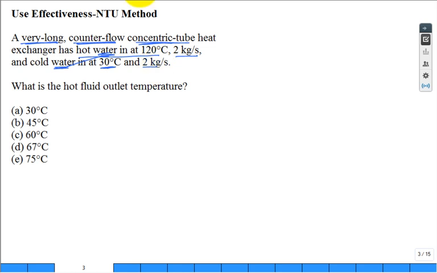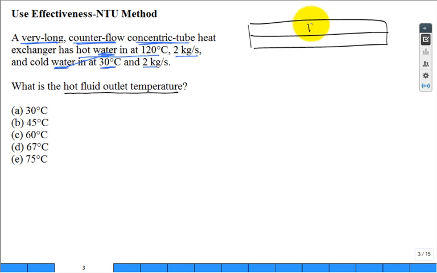Well, what do we want to do? We want to organize our information so that we're able to calculate the hot fluid outlet temperature using the effectiveness NTU method. So I like to make a sketch like this, put the hot fluid on one side, the cold fluid, and then be careful of which one, because it's counterflow, the hot will come in on this side and the cold come in on the other side. So 30 degrees C on the cold over here and a hot 120 degrees C. We are asked to calculate the hot fluid outlet temperature.